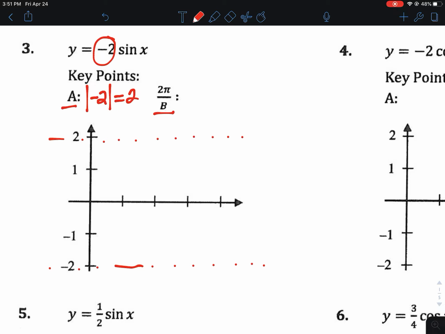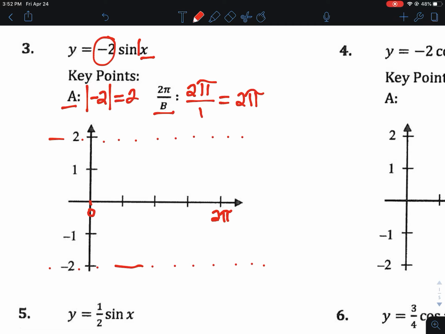And then 2 pi over b, well, if we just see x, there's like a 1 that would be in front of it, okay? So the period is 2 pi over 1, or 2 pi. What that tells me is that my graph begins at 0, ends at 2 pi, and then, like I said, I want to label my x-axis in quarters, because at each quarter, something else is going to happen in the change of direction here.